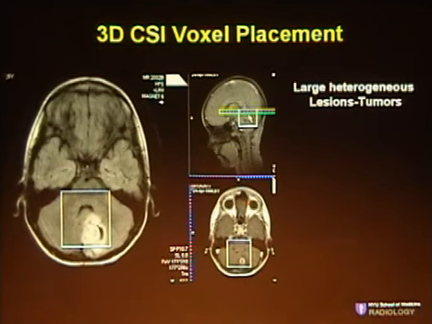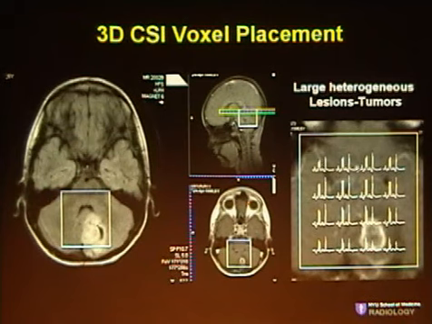3D spectroscopy, you can see now that we can do in the posterior fossa, where historically it's been very difficult to obtain good quality spectra because of the inhomogeneity within the posterior fossa. But I think now with the quality of the software and hardware, we're able to obtain very nice quality with a 3D data set in the posterior fossa. So you can go ahead and try that.